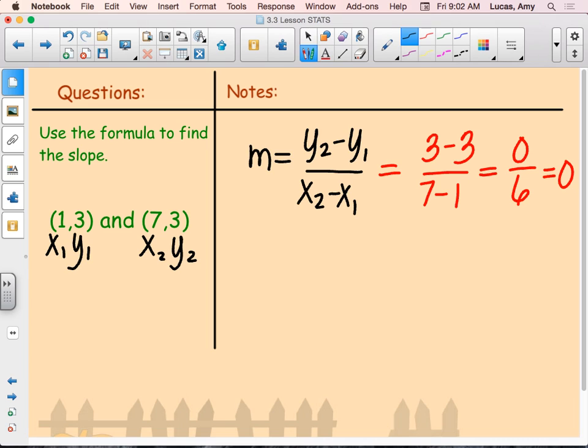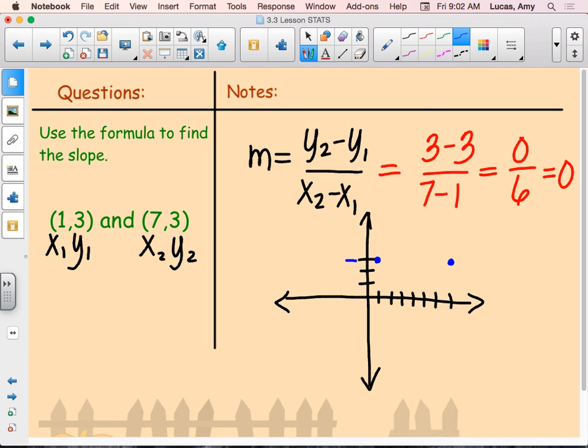If you're concerned at all on this problem about whether or not the slope is 0 or undefined, please draw the graph. If I graph these 2 points, 1, 3 is here, and then 7, 3 is here. So these points lie on a horizontal line. That means the slope is 0. When 0 is on the top of your fraction, it's going to give you a horizontal line. The answer for your slope will be 0.